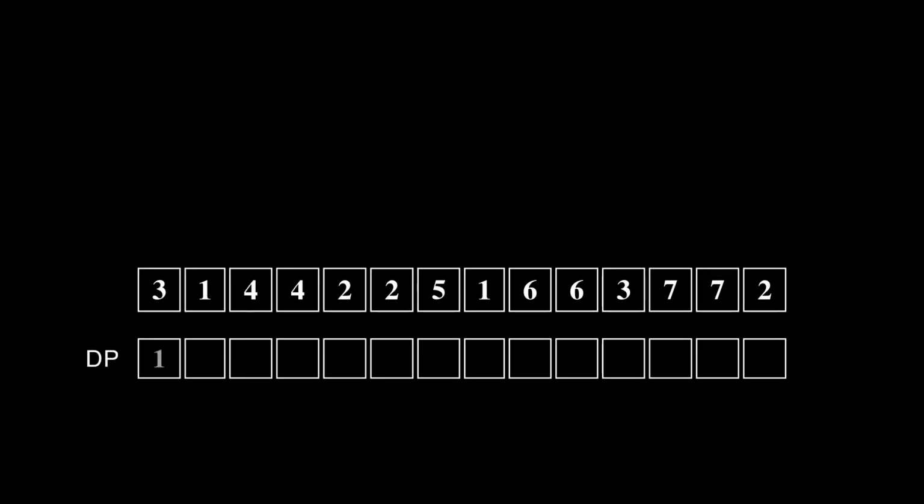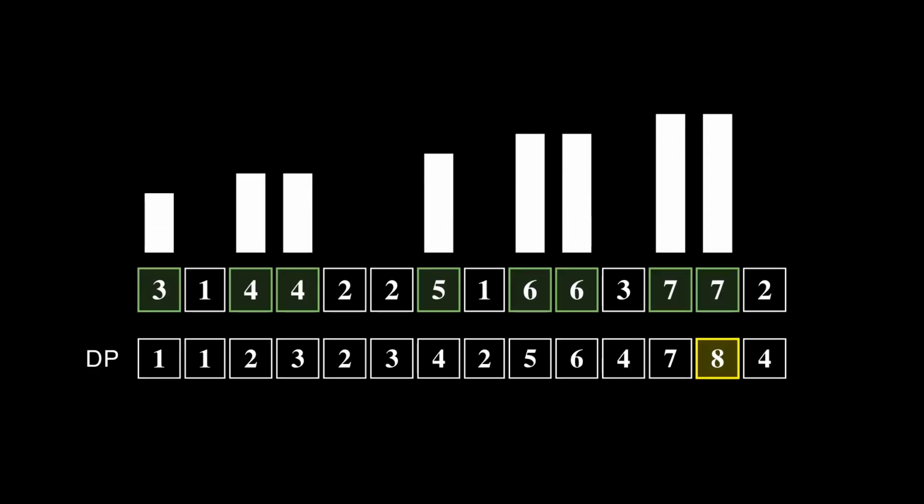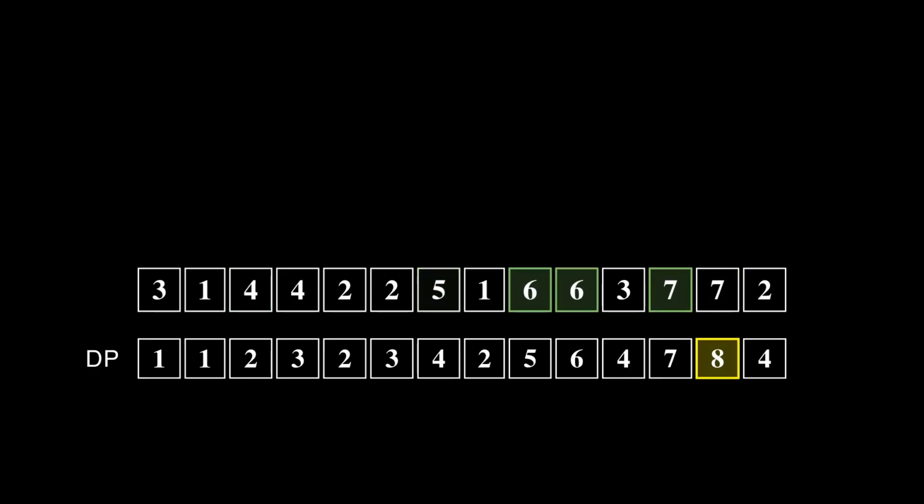This is a very standard DP problem. We will define DP[i] to be the length of the longest increasing subsequence ending with the element i. In the example, the length of the longest increasing subsequence ending with the element at position 13 is 8. That's why DP[13] is 8. For position 11, DP[11] is 4.